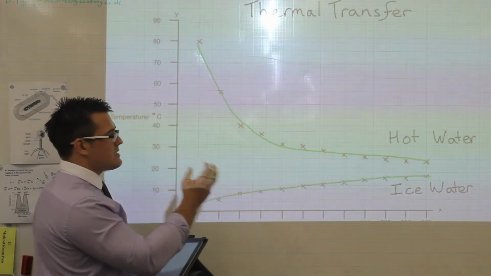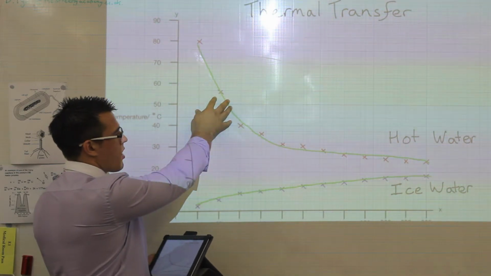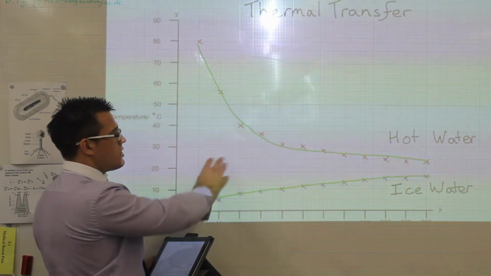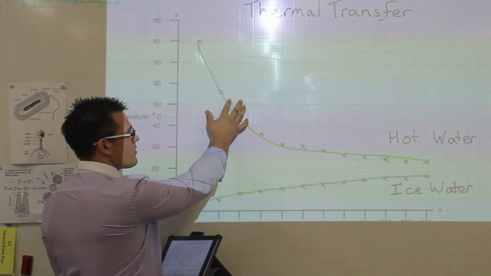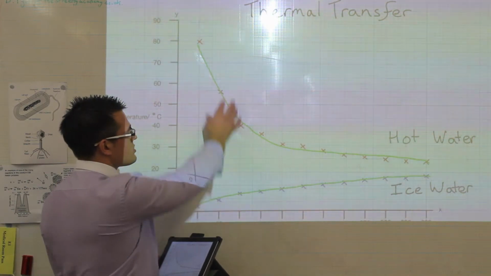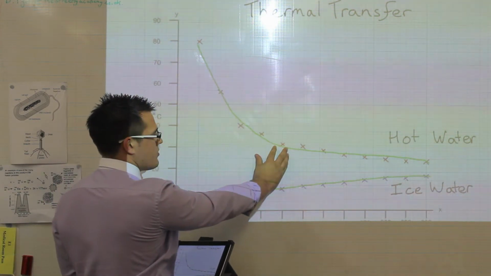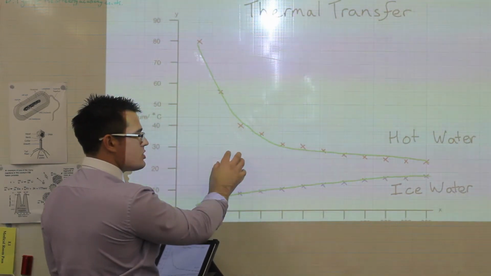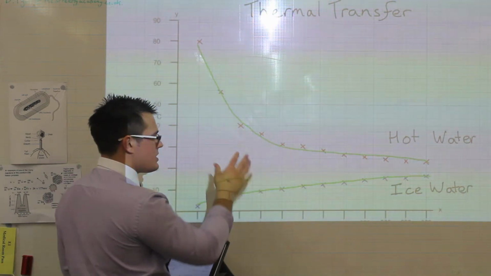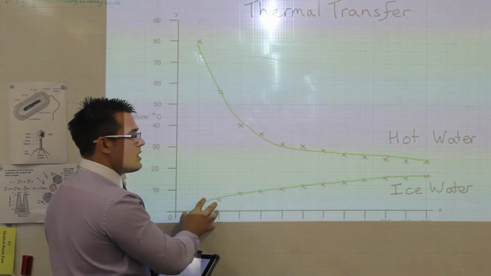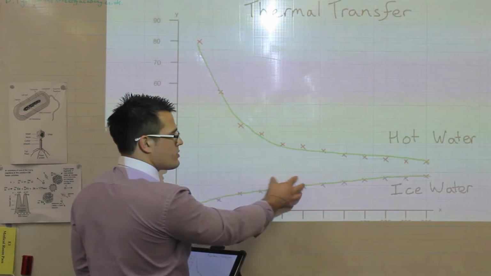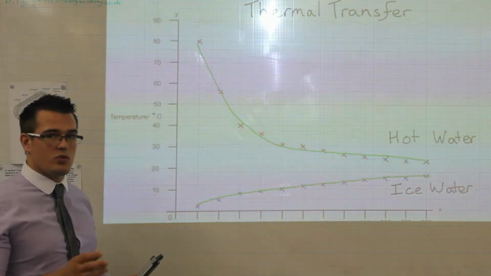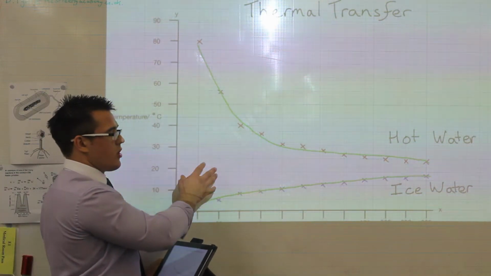Firstly, that heat always goes from hot to cold. So the heat energy was being transferred from the warm water into the regular water, which is why the temperature drops so much. That heat from the warm water is then being transferred into the ice water, and that's causing the temperature of the ice water to increase. So heat is always transferred from hot to cold.